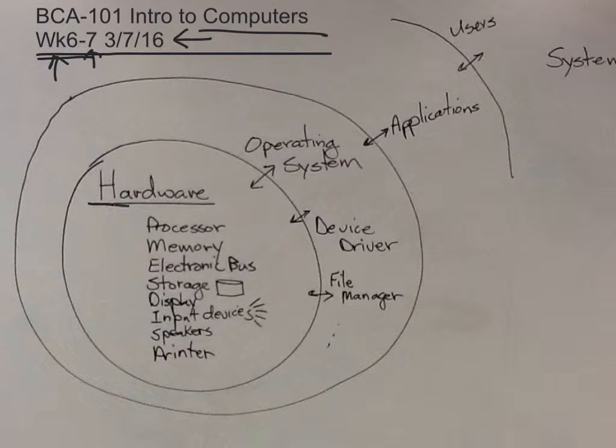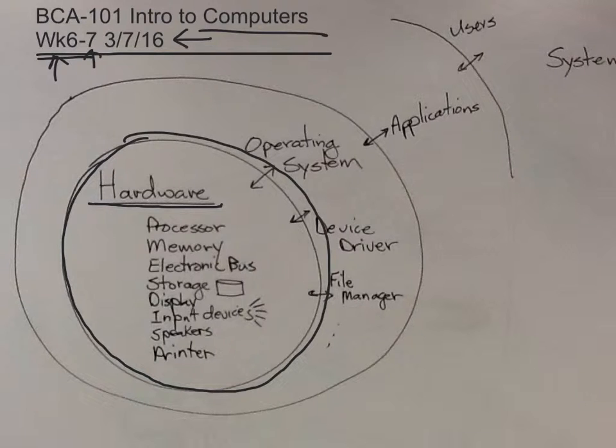This is still back then in Unit 3, where we talked a lot about hardware. We talked about details of hardware. You have the processor, you have memory, electronic bus, you have some type of storage, we have a display, we can input and output all kinds of device input, we have speakers, we have a printer. All those things make up hardware. Alright?